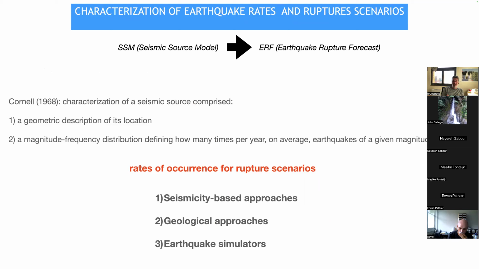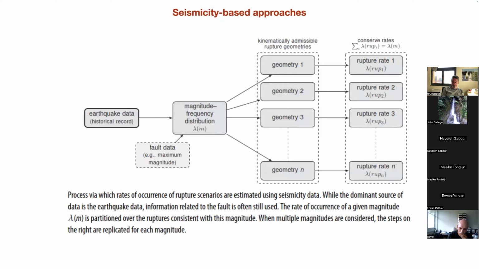How can we evaluate these rates? We have three main families of evaluation of rates of occurrence for rupture scenarios: seismicity-based approach, geological approach, and earthquake simulators. I will give you some details about the first two, the seismicity-based and geological approaches. I think we can discuss a lot about the possible use of earthquake simulators in probabilistic seismic hazard models, where we will have the next workshop in the Netherlands in November.